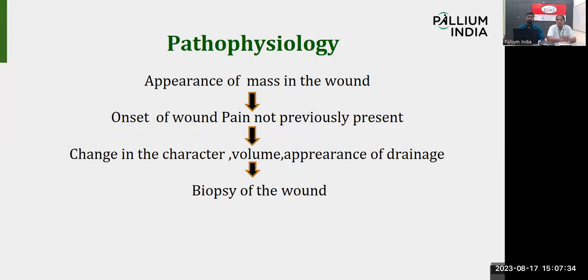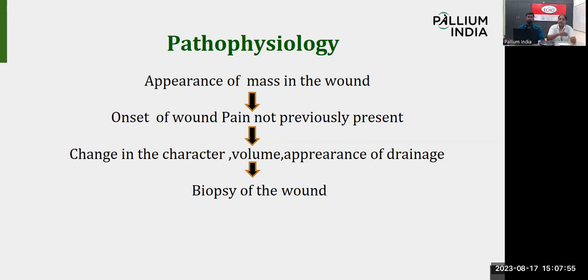There will be an appearance of a mass in the wound. In the wound area there will be a development of a mass, and the wound will look like a mass. There is also an onset of wound pain that was not previously present. It means the wound was previously there in the patient, right? But that wound was not that painful.